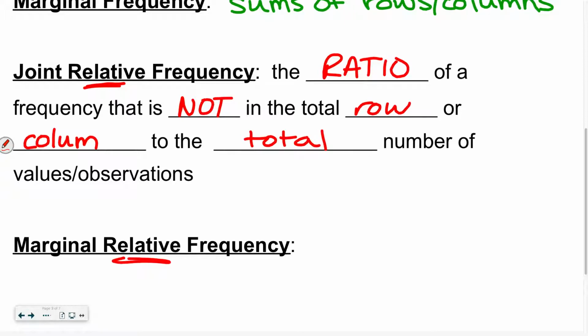So when you think about that, it's a ratio of some of those numbers on the inside of the table to the total values or observations. That's basically calculating a probability. So I'm just going to put in parentheses out here. Essentially what you're doing is calculating a probability.